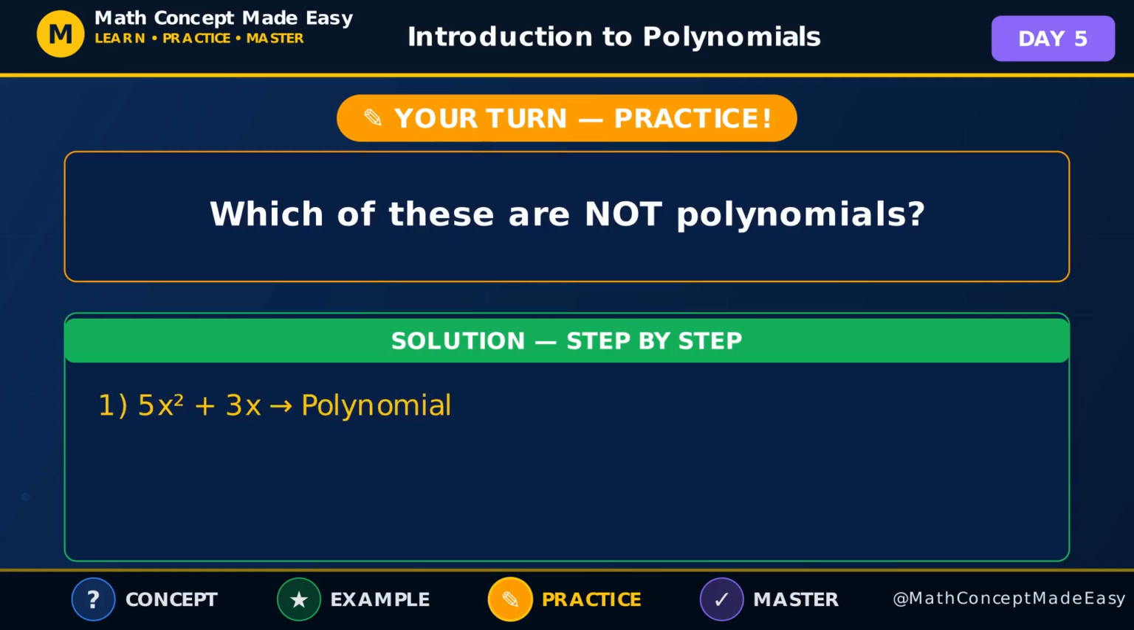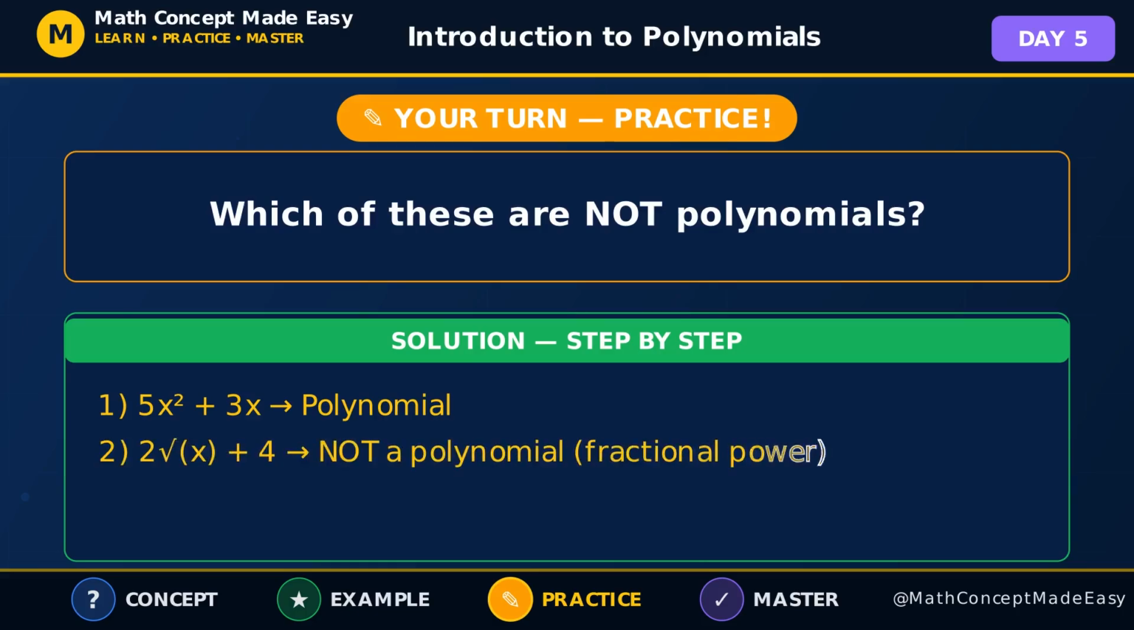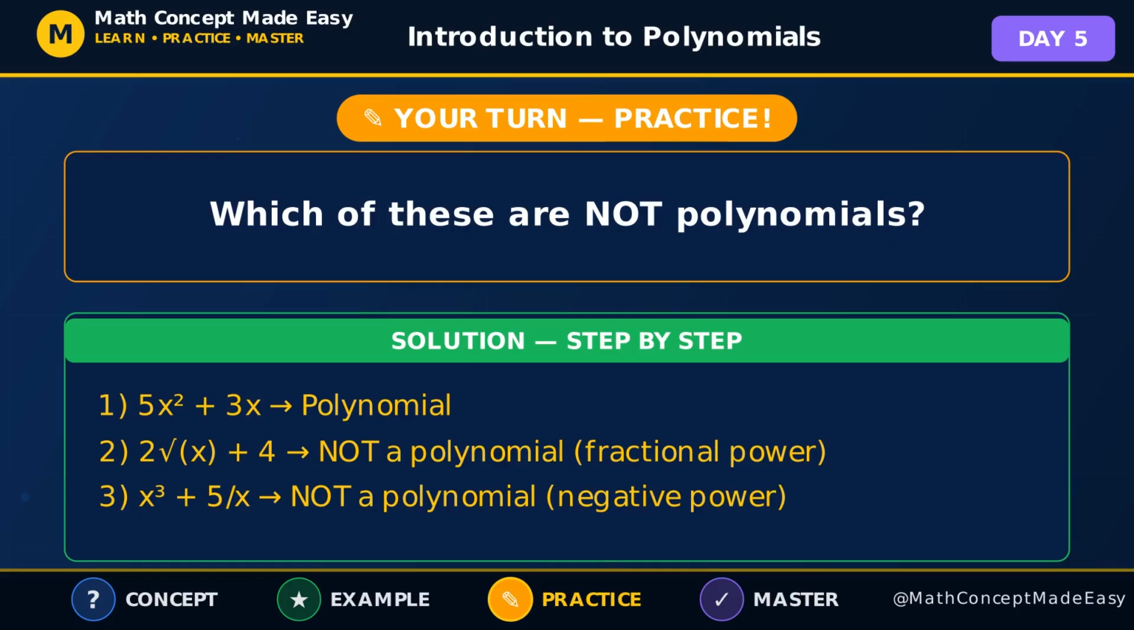Okay, let us solve it together. 1: 5x squared plus 3x, which means polynomial. 2: 2 times the square root of x plus 4, which means not a polynomial, fractional power. 3: x cubed plus 5 over x, which means not a polynomial, negative power. How did you do? If you slipped anywhere, rewind and watch that step again. That is exactly how strong students learn.